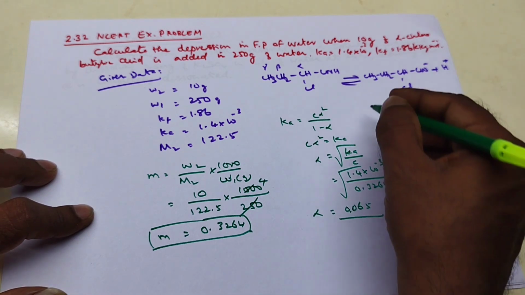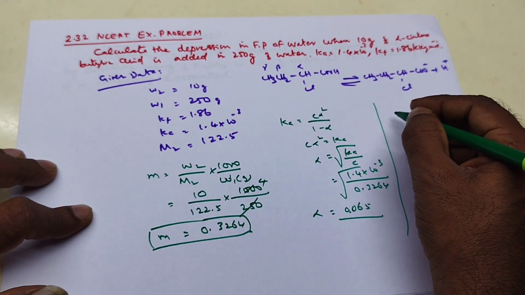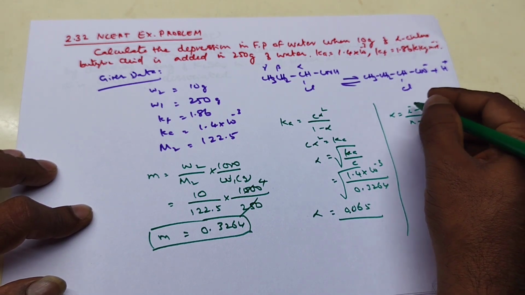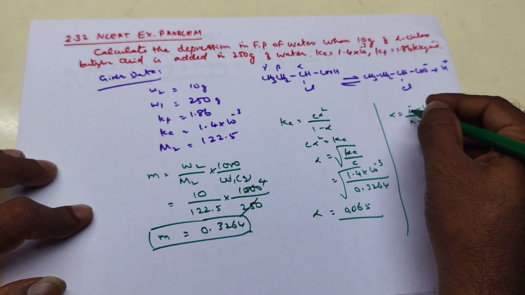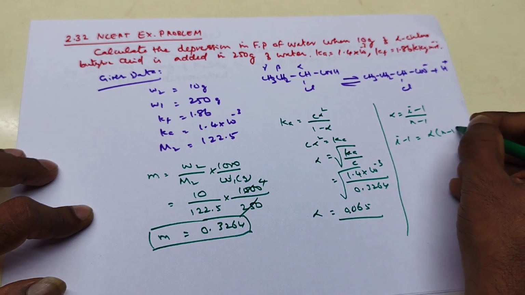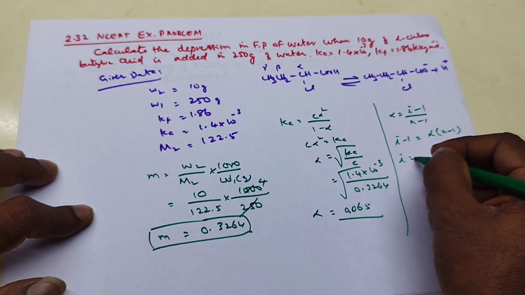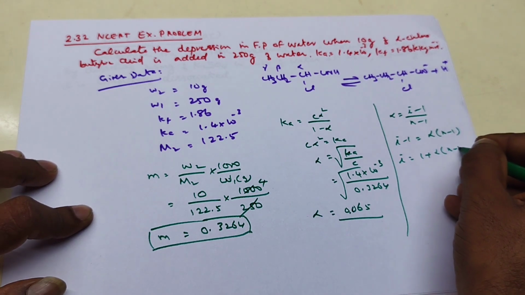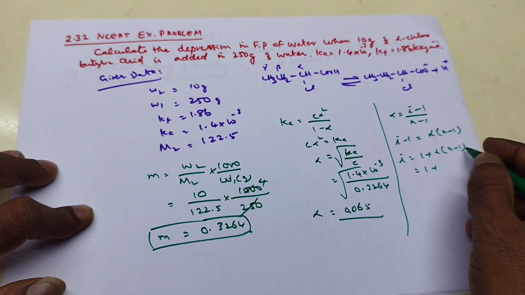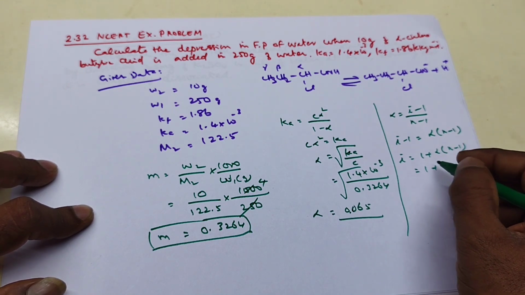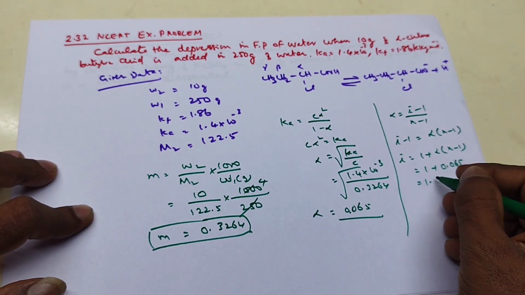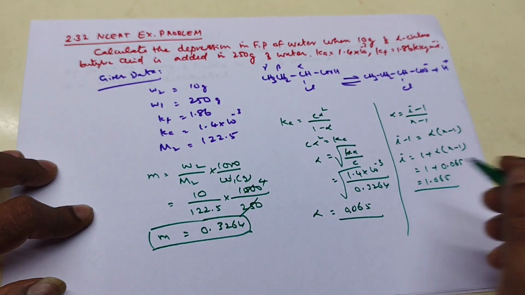Then alpha is equal to i minus 1 by n minus 1. We know alpha and we know the number of particles, so we have to find out i. So i minus 1 is equal to alpha into n minus 1. You have to substitute this: i is equal to 1 plus alpha into n minus 1. So 1 plus, 2 particles, 2 minus 1 is 1, so 1 into alpha. We already know that alpha is 0.065. So it is 1.065. This is the i value.